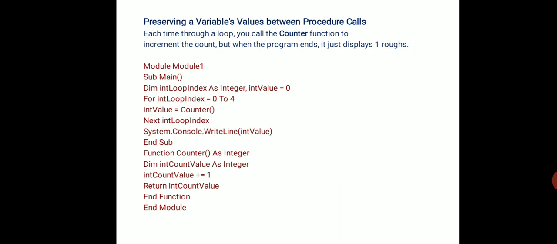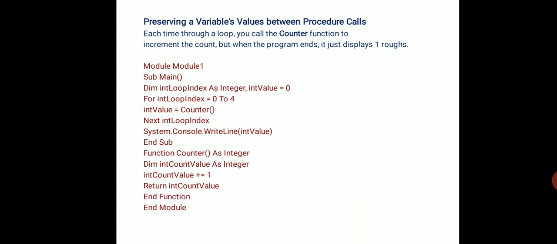See, for intLoopIndex equal to 0 to 4, in the first loop intValue equals Counter. The Counter function is called here, so it will go to the function. The function says there is one variable, intCountValue As Integer. So intCountValue += 1 will increment intCountValue to 1, and each time the function is called, it will be incremented by 1.